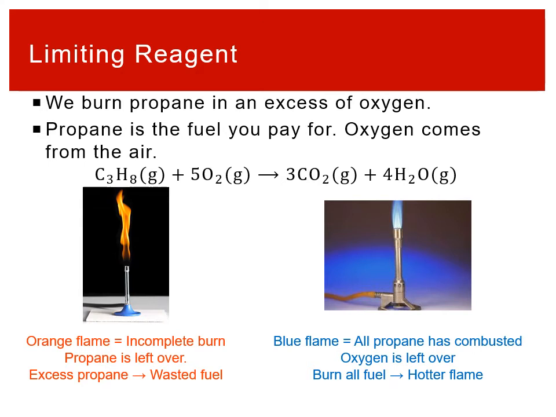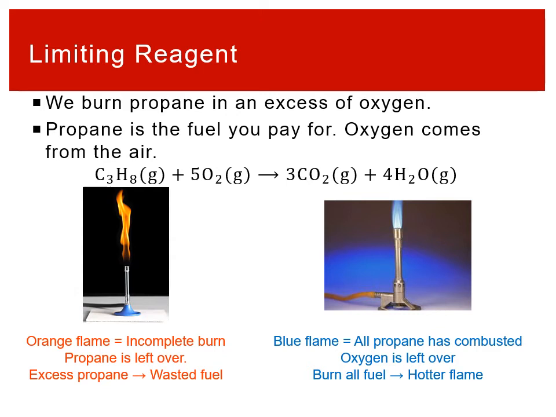So if you say, set up a Bunsen burner, run some flames. If you get an orange flame, that means you have an incomplete burn. That orange flame is indicative of the fact that propane is left over. Incomplete burn means you put in fuel and it did not fully undergo this reaction. You have propane molecules that still exist. You paid for all of those propane molecules, but you didn't get as much energy out of them as you possibly could.